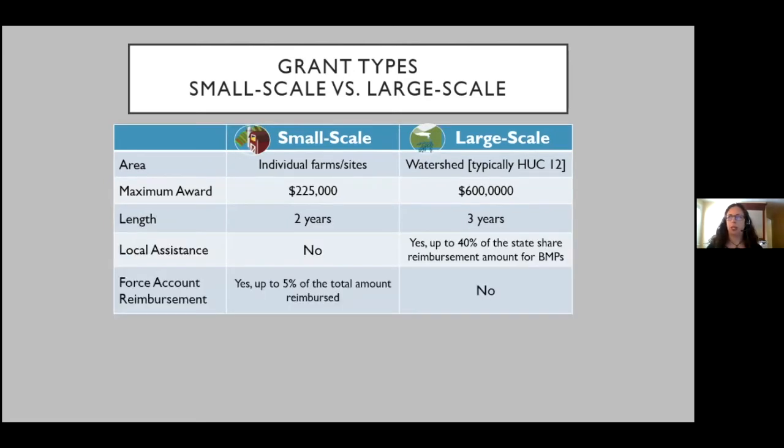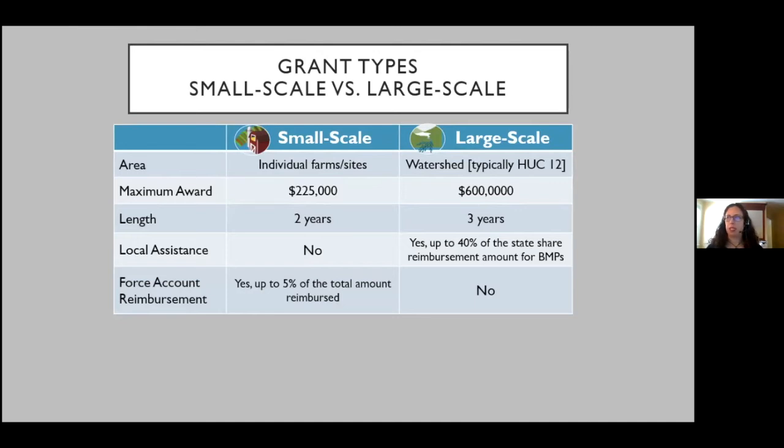Another difference between large and small scale TRM grants is the type of project expenses that they can fund. In addition to reimbursing BMP construction costs, small-scale TRM grantees can request force account reimbursement. The maximum amount of force account that can be reimbursed is 5% of the state share amount reimbursed under that TRM grant project.